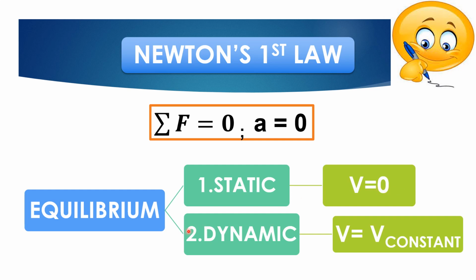And secondly is dynamic equilibrium, where the object is moving with a constant velocity. So when we look at this equilibrium state, there is no acceleration acting on the body, so the net force becomes 0. So for Newton's first law, we can make a statement that an object at rest remains at rest, or an object moving will remain moving with a constant velocity.